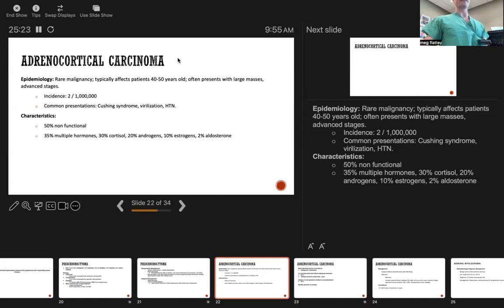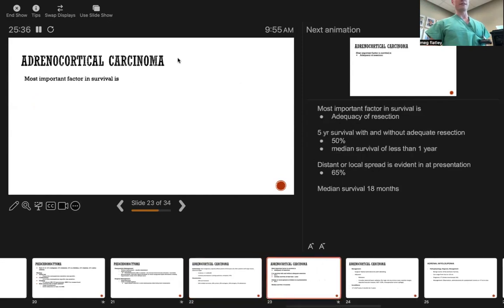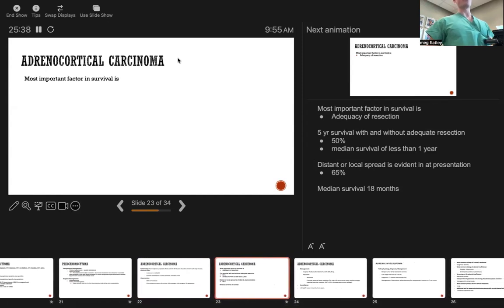Most of the testing on this has to do with the imaging, or if you have someone that presents late in life, like 40 to 50 years old, with this very large gland, just think of this diagnosis. The most important factor for survival is the adequacy of resection. These questions come up from time to time.